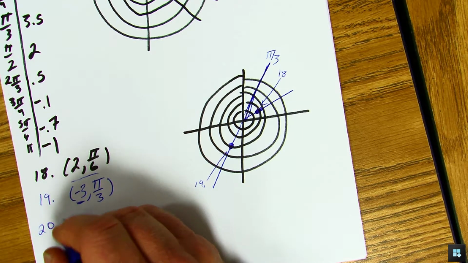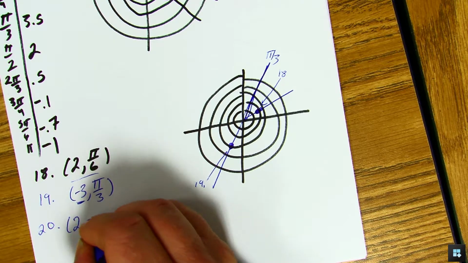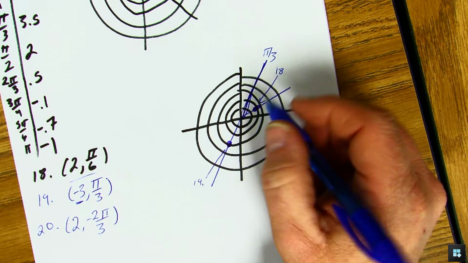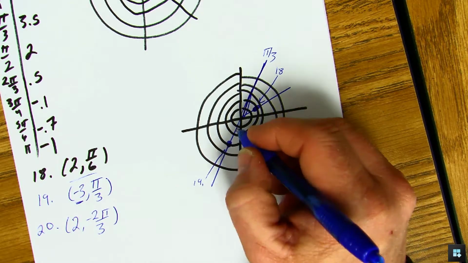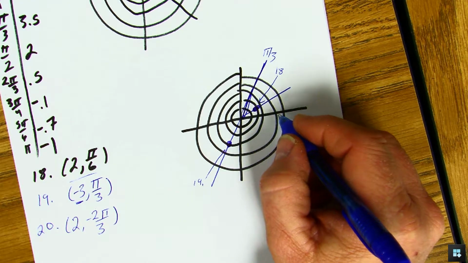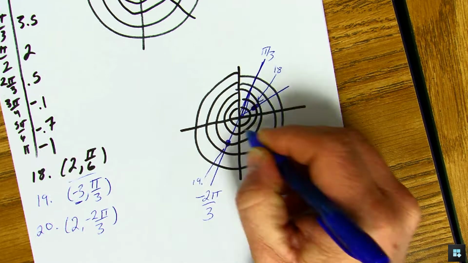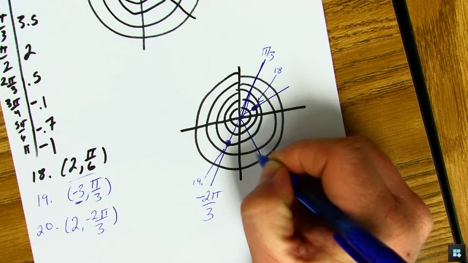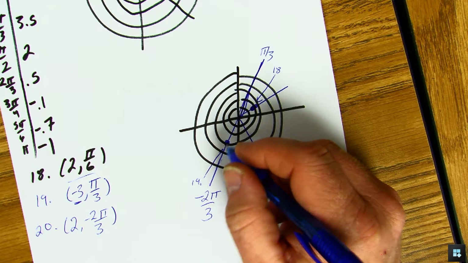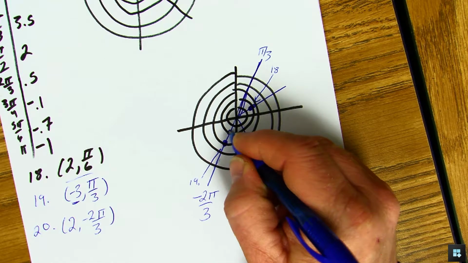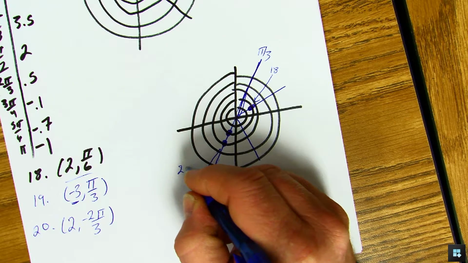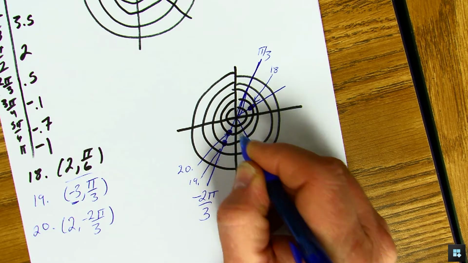Number 20. (2, negative 2 pi over 3). Okay, negative 2 pi over 3. If you count it out, negative 2 pi over 3 is this one here as well, because negative pi over 3 is here, and this is negative 2 pi over 3. So the second ring out, it's right there. So that's number 20.